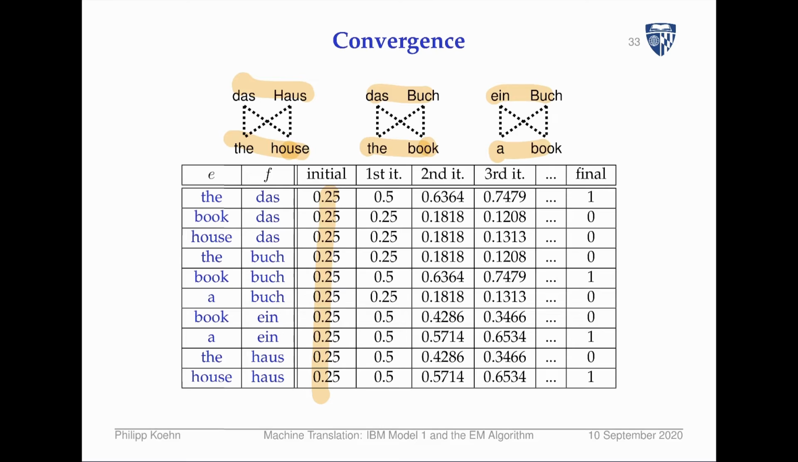So when we run through the EM algorithm, this is how it looks after the first iteration. Not entirely surprisingly, the word the, since it's aligned twice with das and only once with other words, now has a preference for that as opposed to the other translations. If you run this, this is what you end up with. So the final, if you actually run this until convergence, you actually get perfect alignments out.